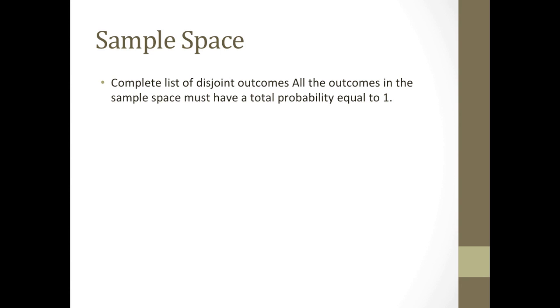The sample space is the complete list of the outcomes. All the outcomes in the sample space must have a total probability equal to 1. So the sample space is all the possible things that could happen. And if you have all the possible things that could happen in there, then the total probability would be equal to 1 or 100%.